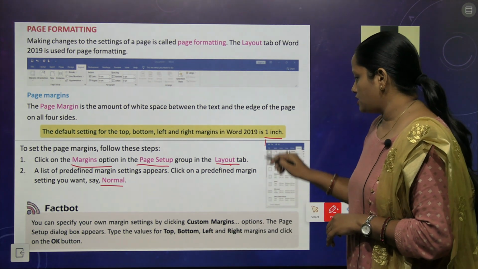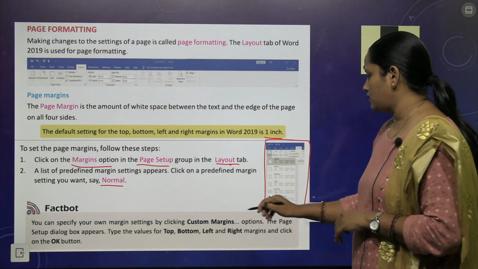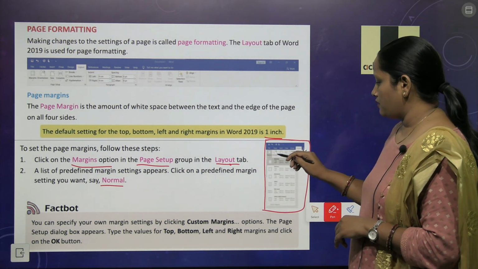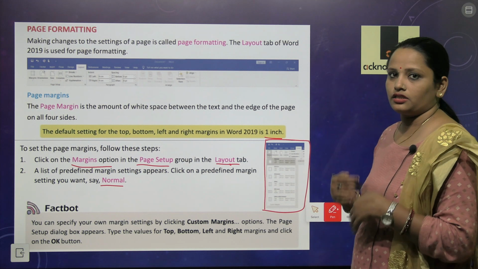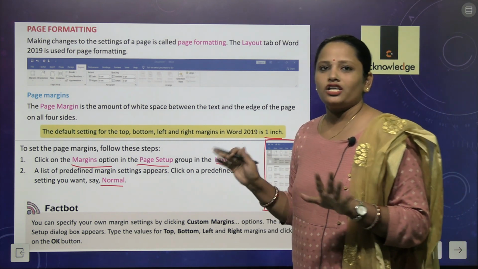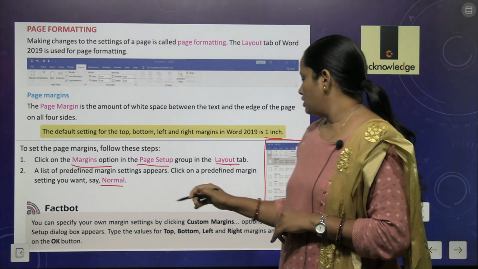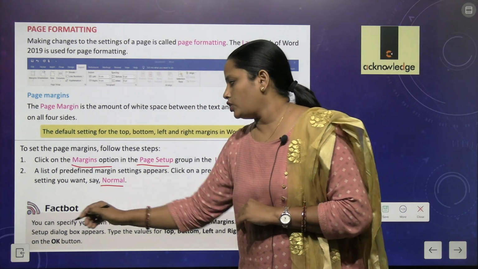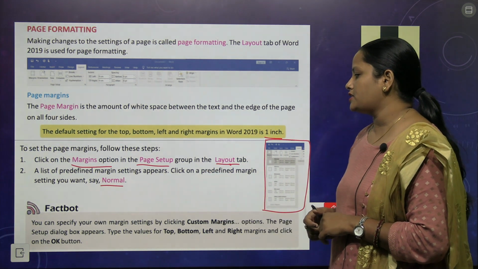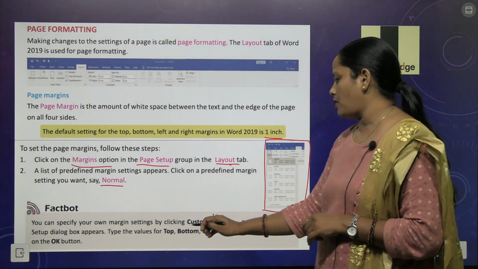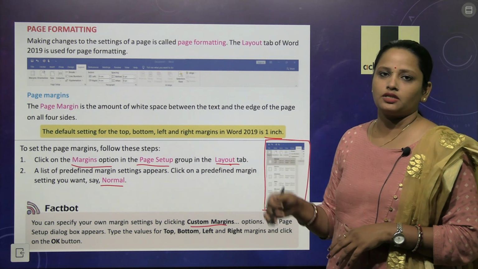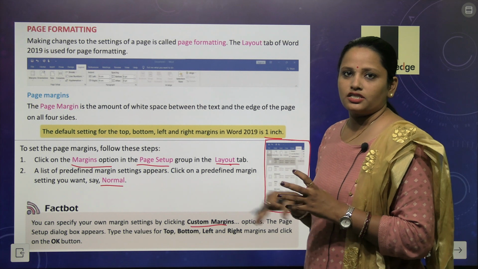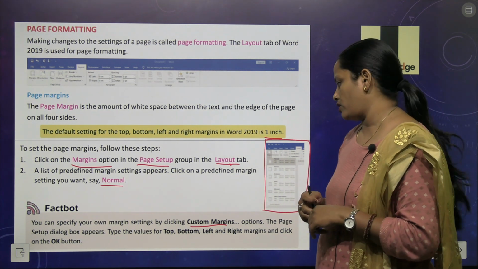So a list is given. We can select the type of margin that we want in a paragraph. See, here the list is given, and it is on the Layout tab. You can specify your own margin settings by clicking Custom Margins. By clicking on this Custom Margins option, we can specify our own margin settings and set it according to our choice.